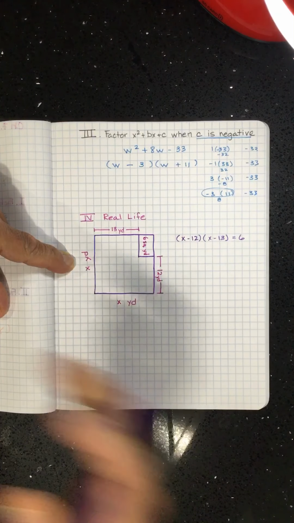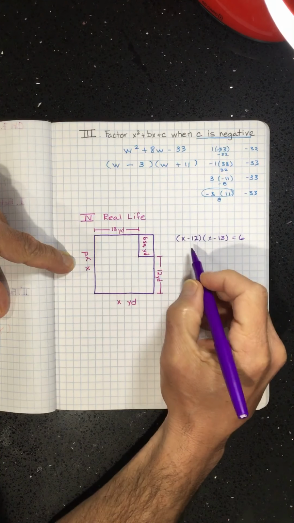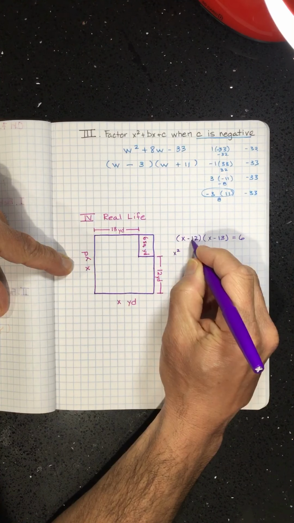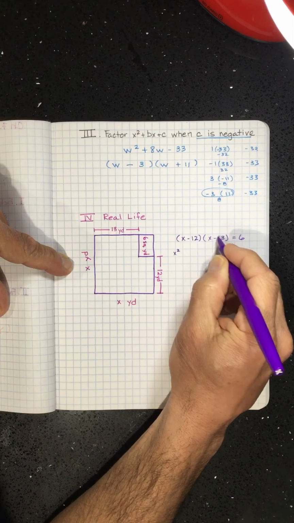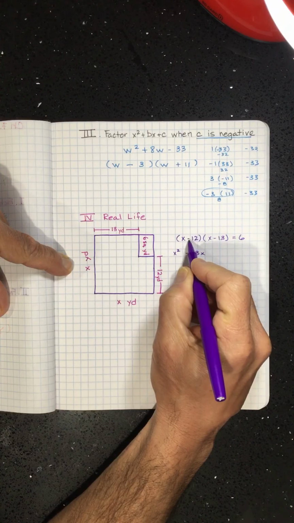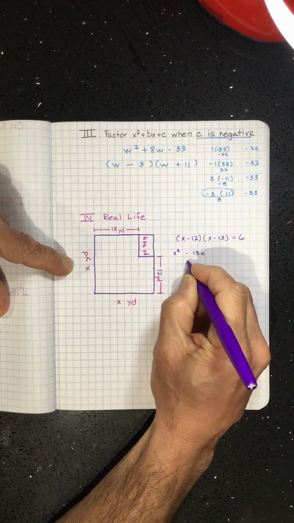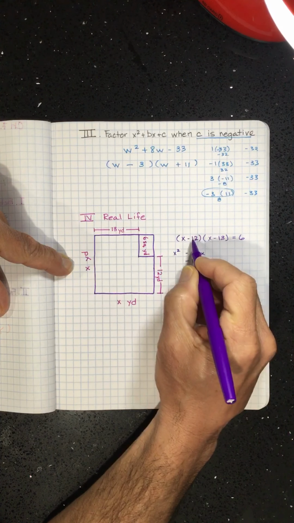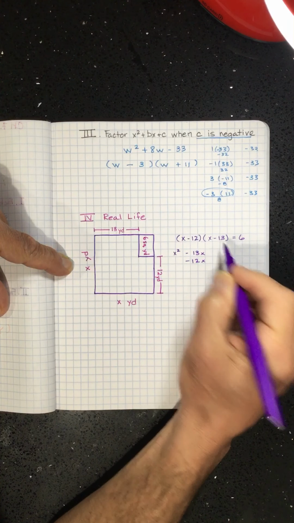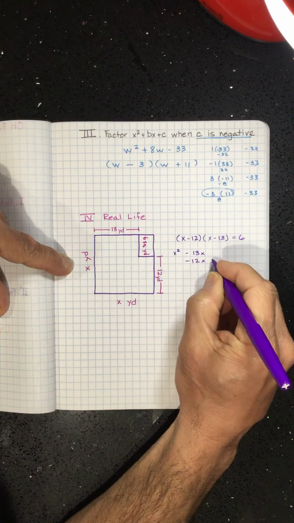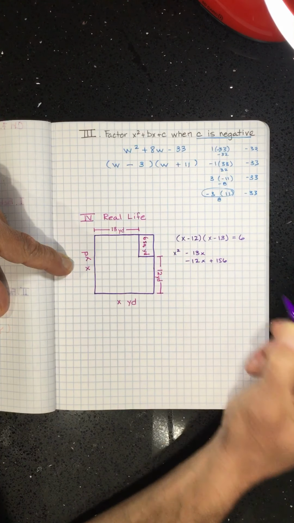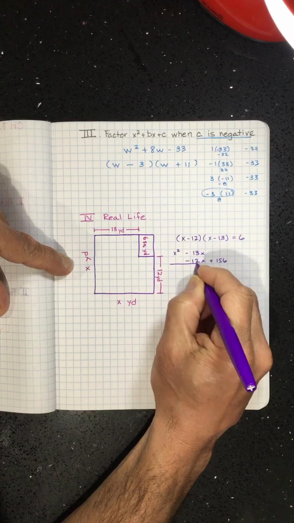And we're going to do a little bit of everything we've learned up to this point. You can use the FOIL property if you like. X times x is x squared. All right, that's first. Outer, x times negative 13, negative 13x. Inner, negative 12 times x is negative 12x. Last, negative 12 times negative 13 is positive 156.